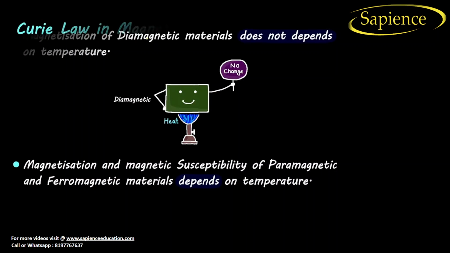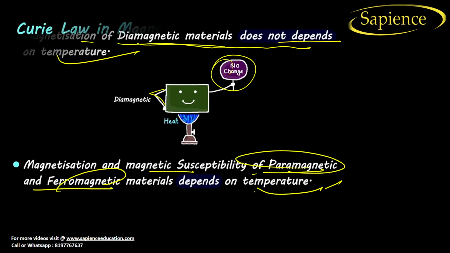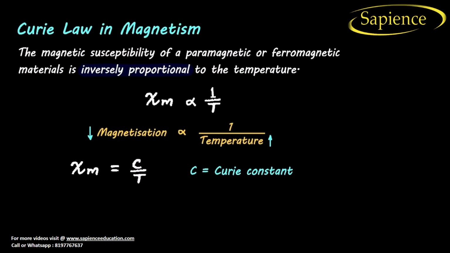Curie law. What is Curie law? Sorry. The magnetization of a diamagnetic material does not depend on the temperature. So for diamagnetic, no change will happen, but the magnetic susceptibility of paramagnetic and ferromagnetic material depends upon temperature. Okay. So three materials, see, temperature dependency. Here, ferromagnetism as well as paramagnetism both depend upon the temperature.